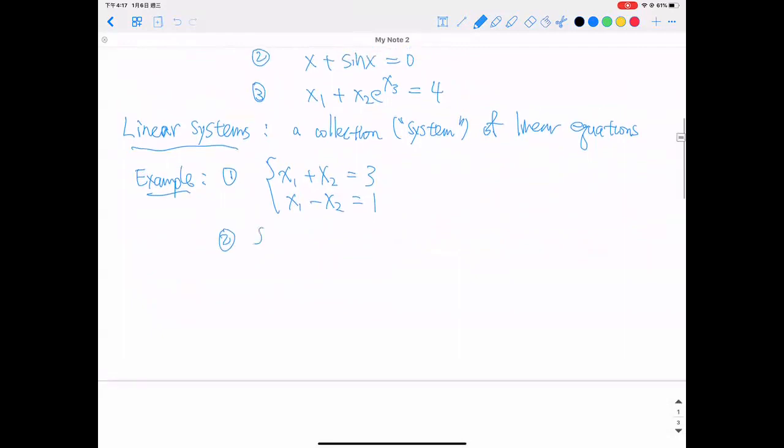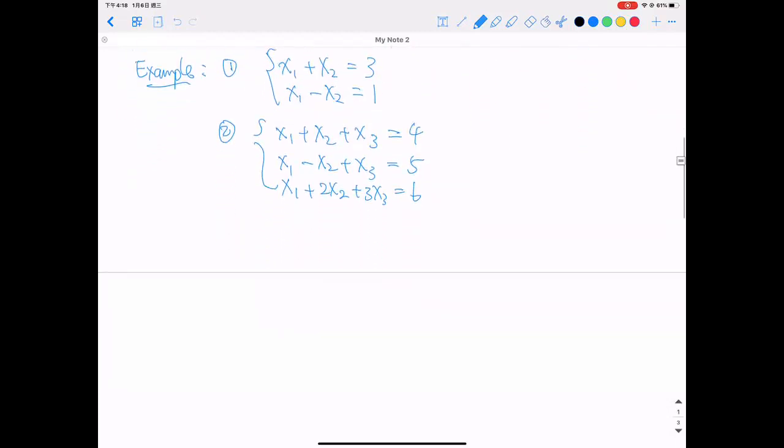Now, we can come up with many more examples. They don't have to have just two equations. You could have, for example, three variables, say x1 plus x2 plus x3 equals 4, x1 minus x2 plus x3 equals 5, and maybe one more equation, x1 plus 2x2 plus 3x3 equals 6. And similarly. Okay.